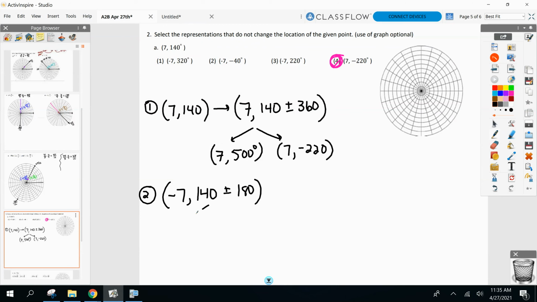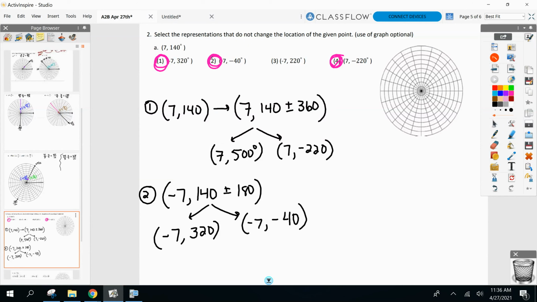So give me 2 more points that would still end up in the same location. Negative 7 by add, was that 320? Negative 7, 320, which is a choice up above. Perfect. So here's another option. And then let's subtract them. Negative 7, negative 40, which is also an option. So all three of these points we have circled would land in the same location as 7, 140.